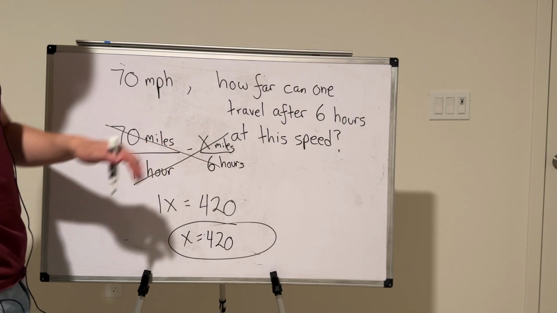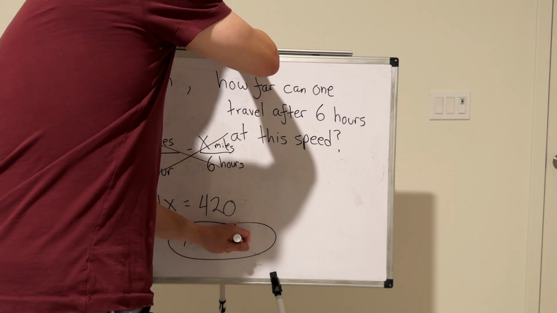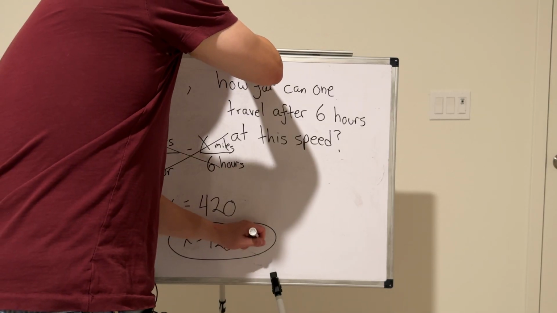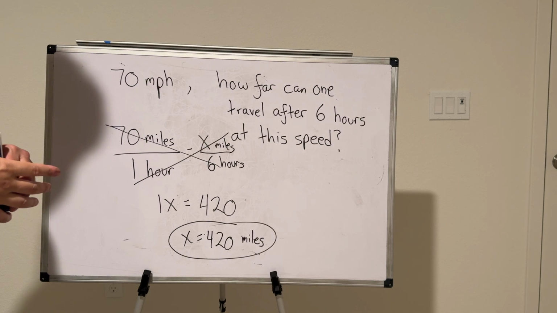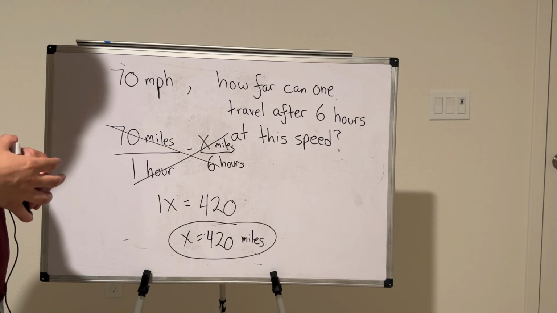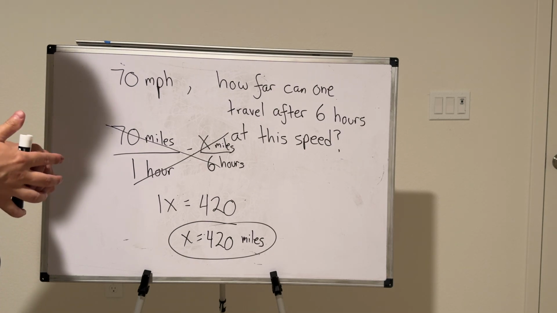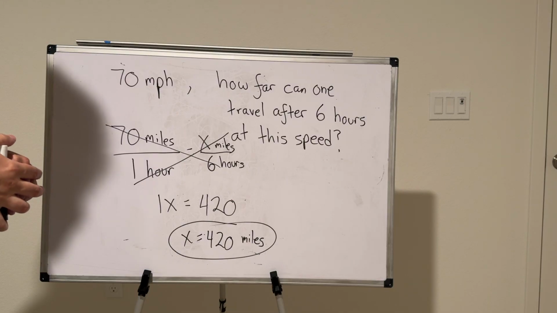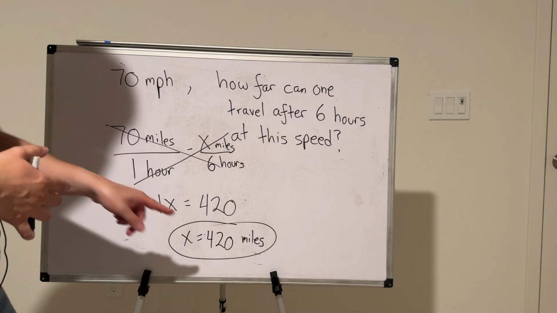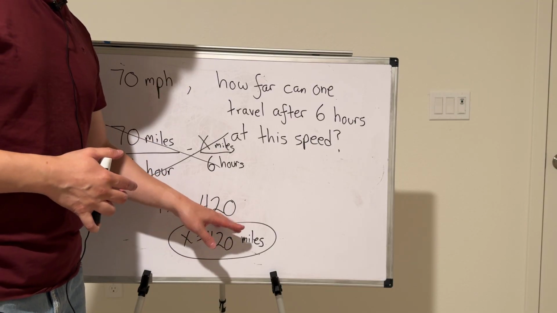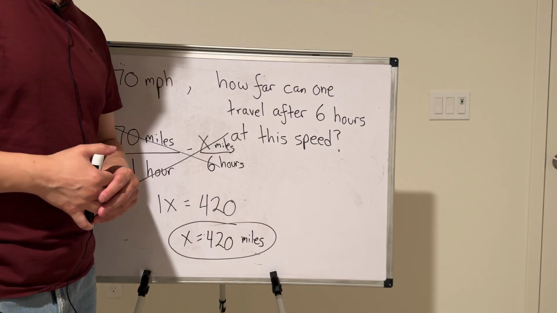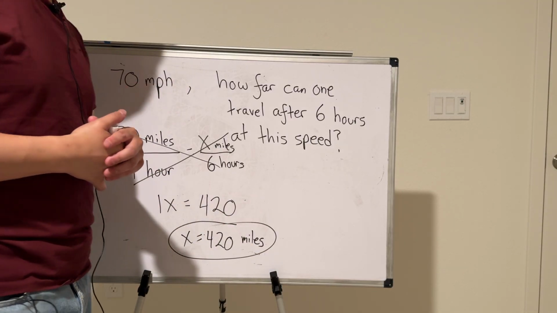And x represents the number of miles, so please don't forget your units or your label in your final answer. So in this case, it's 420 miles. Okay? It is important that you make sure that you have that label on the quiz, on the exam. You'll be marked down for it if you don't include the label.